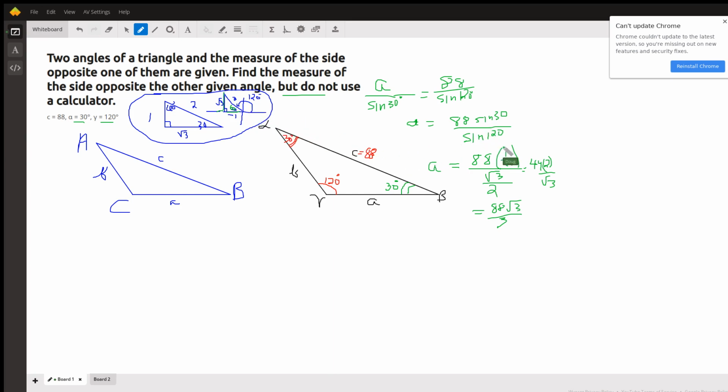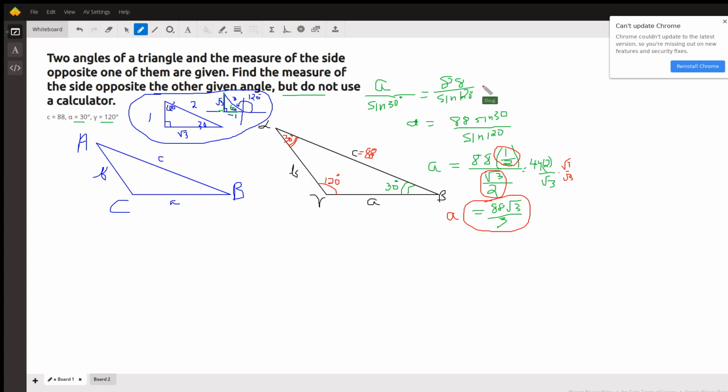So there we go. That's what I did right here. I substituted sine of 30 as a half. Sine of 120 is radical 3 over 2. Half of 88 is 44, and then I multiplied by the reciprocal of the denominator, 2 over the square root of 3. And then I rationalized by multiplying top and bottom by radical 3. And there is the exact value for the length of side A. And B will be the same.